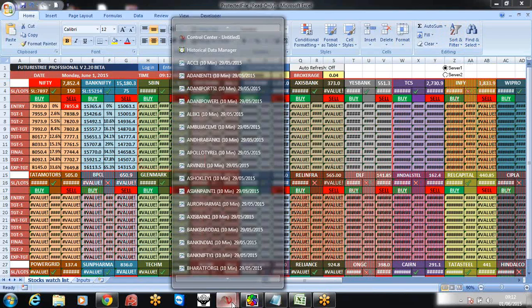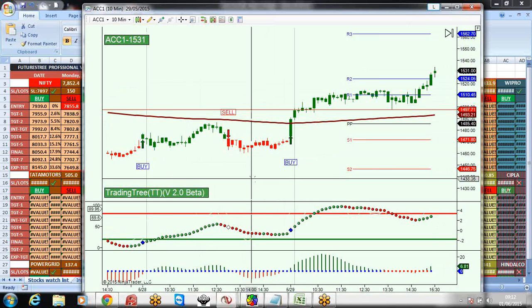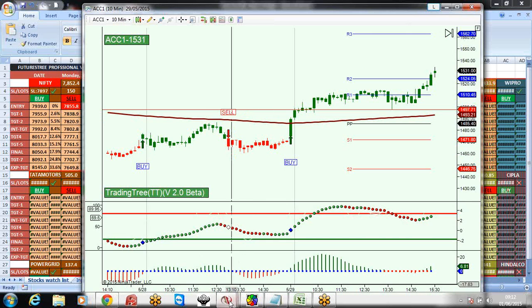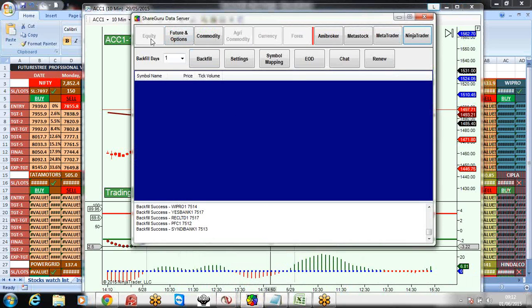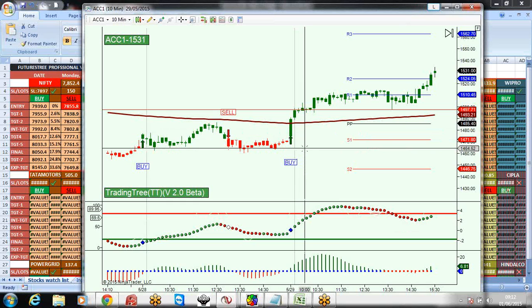Other than this, we have another application, that is your TradingTree application. This is again a very simple application where you can trade both intraday and positional, and you can trade on all the segments. That is your equity, futures, and options, commodity, currency, forex. You can trade on all these segments. And here, the calls that are generated will come with a voice alert and a pop-up. You'll be seeing that at 9:15.